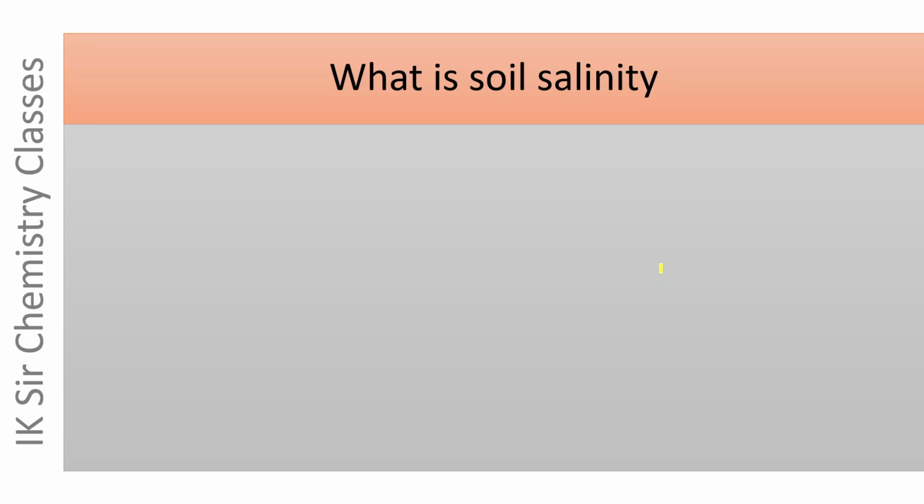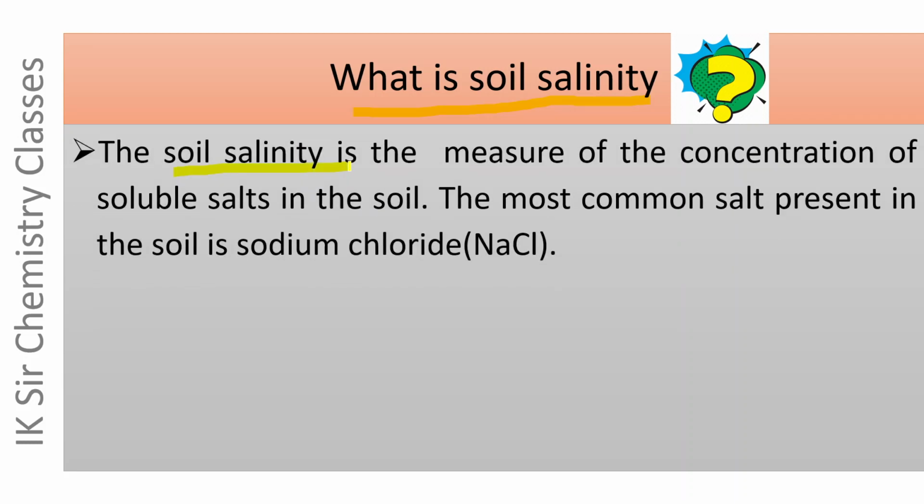Let us first of all see what is soil salinity. The soil salinity is the measure of the concentration of soluble salts in the soil. It means greater the concentration of soluble salts in the soil, greater will be the soil salinity. And the most common salt present in the soil is sodium chloride, that is NaCl.